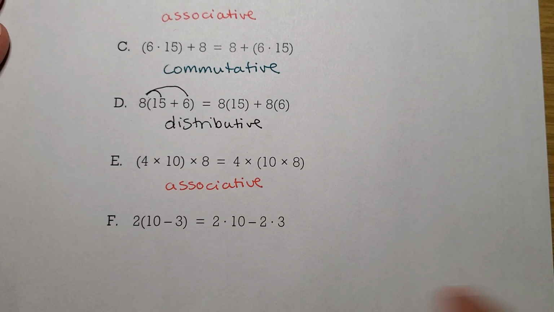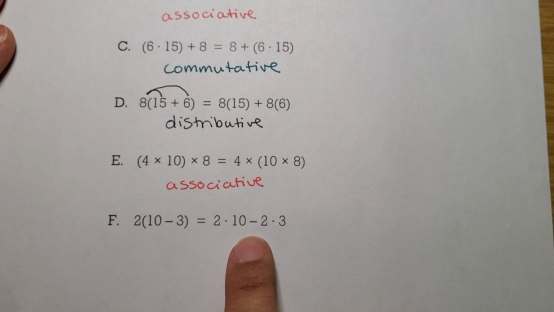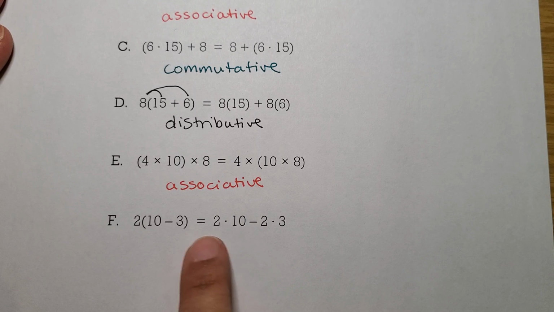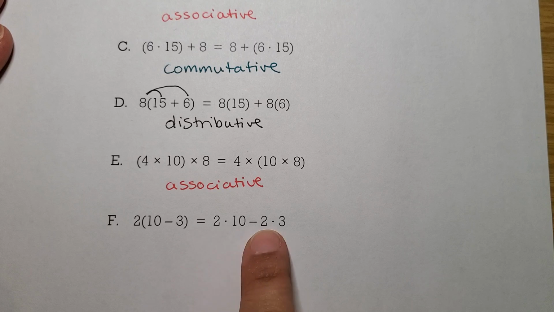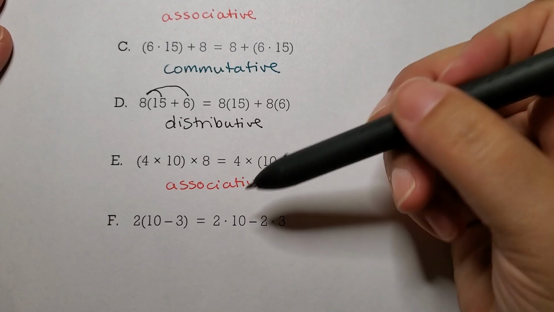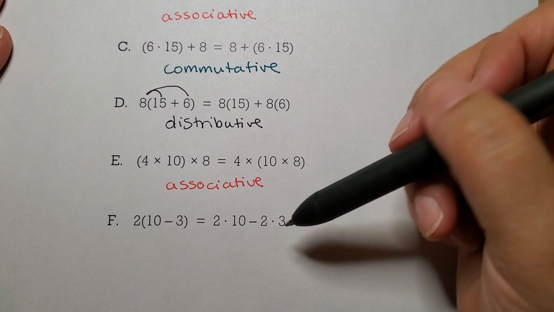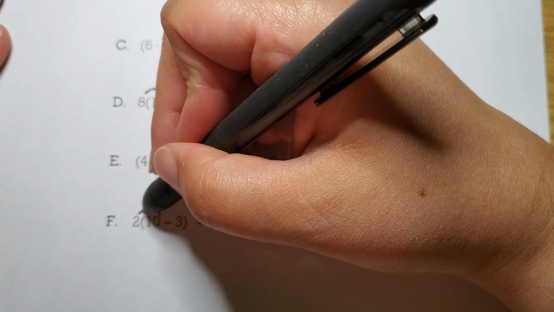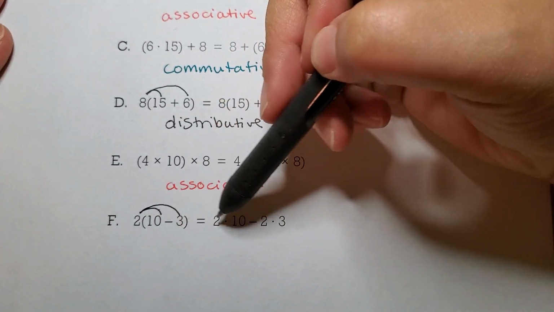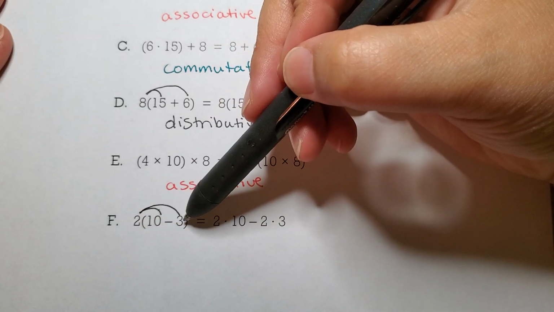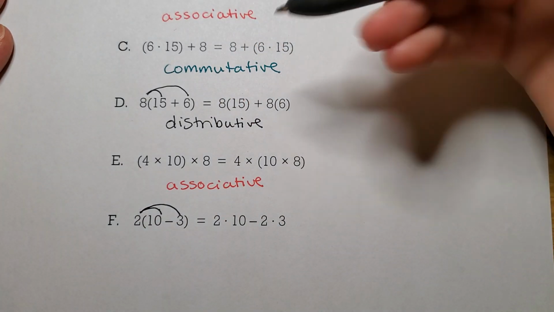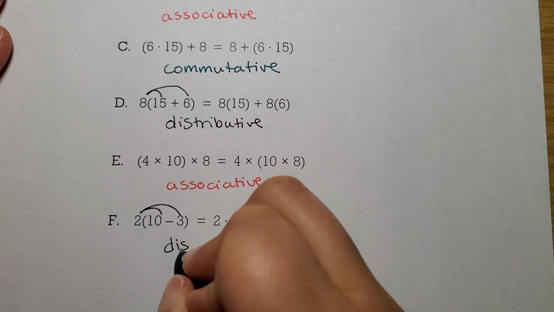And for a last example, we've got 2 and then 10 minus 3 in parentheses. And on the right-hand side, I don't have any parentheses. So it does look like this 2 is showing up twice on the right-hand side. And it's once next to the 10 and once next to the 3. So it looks like I distributed the 2 to the 10 to get 2 times 10, and the 2 to the 3 to get 2 times 3. So this is the distributive property.